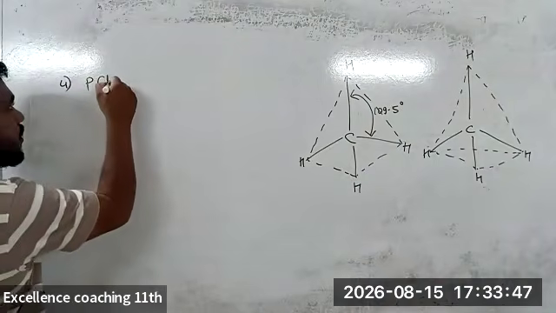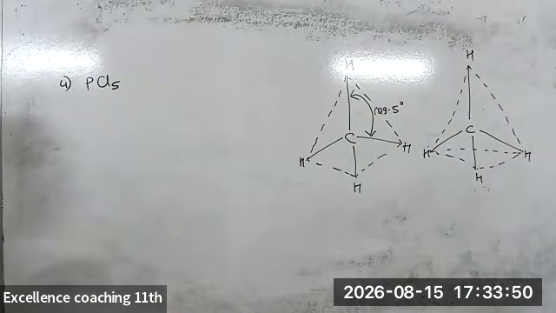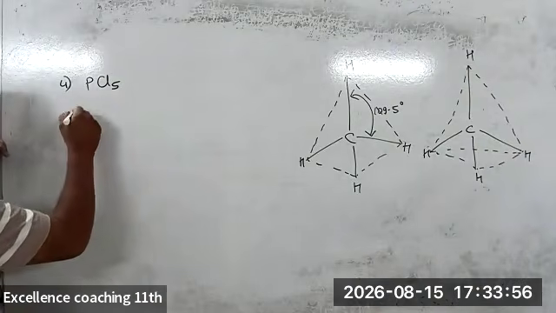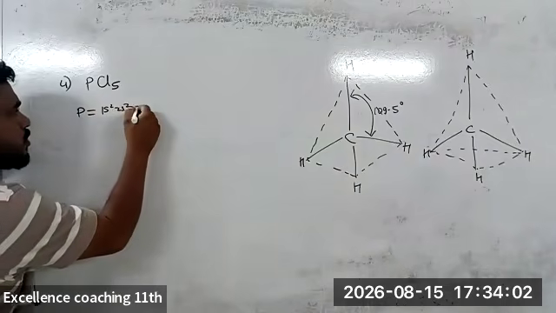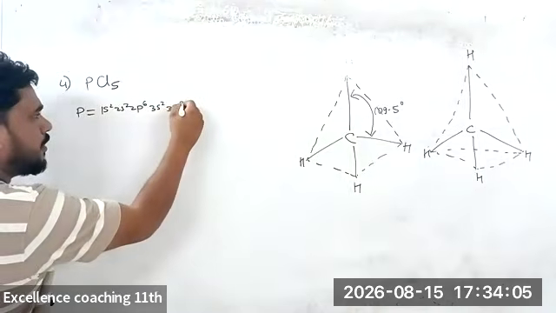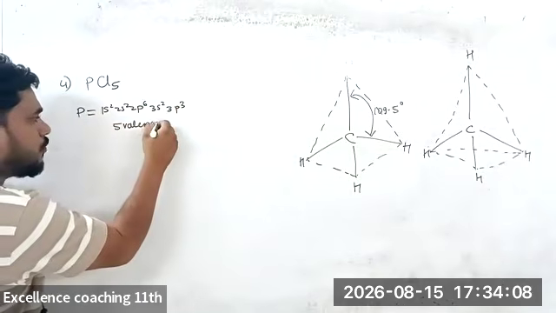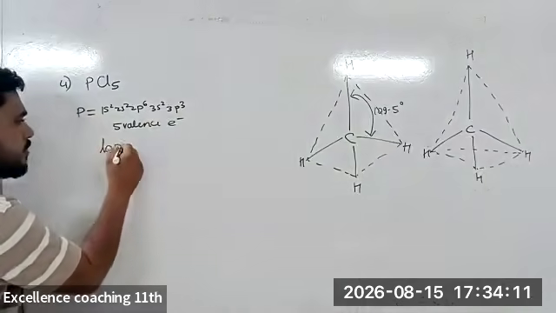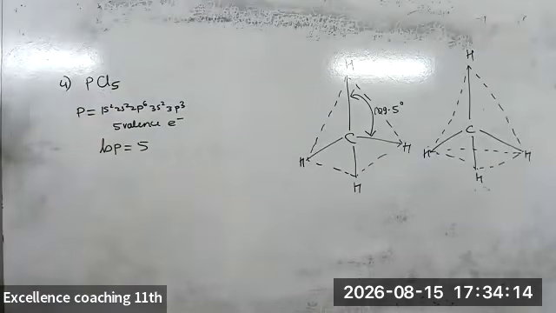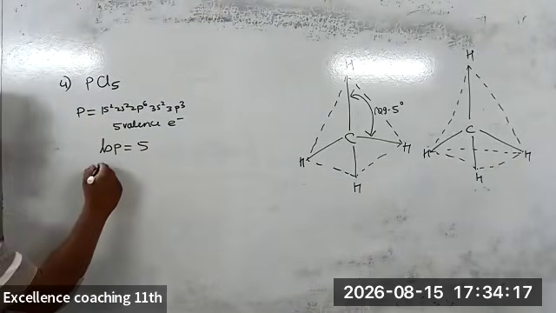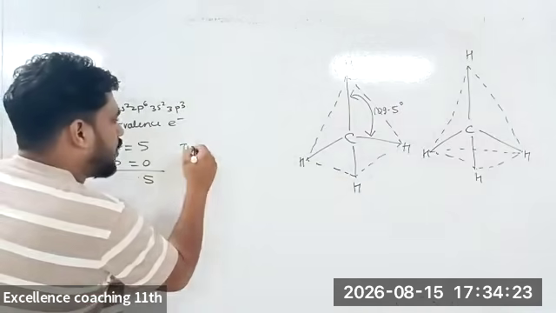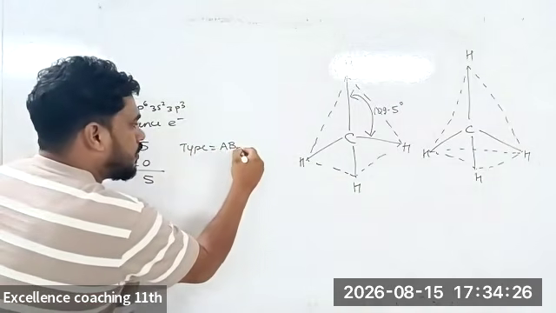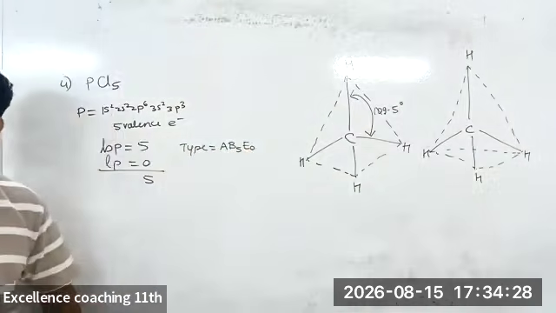Okay. Next type is, the example is PCl5. Be with me here. Electronic configuration 1s2, 2s2, 2p6, 3s2, 3p3. How many valence electrons? 5 valence electrons. So how many bond pairs? 5 bond pairs, because 5 chlorines are there. So it will surely make 5 bond pairs. Lone pair is 0. Total count is 5. Type is what here? AB5, L0. Okay with this?